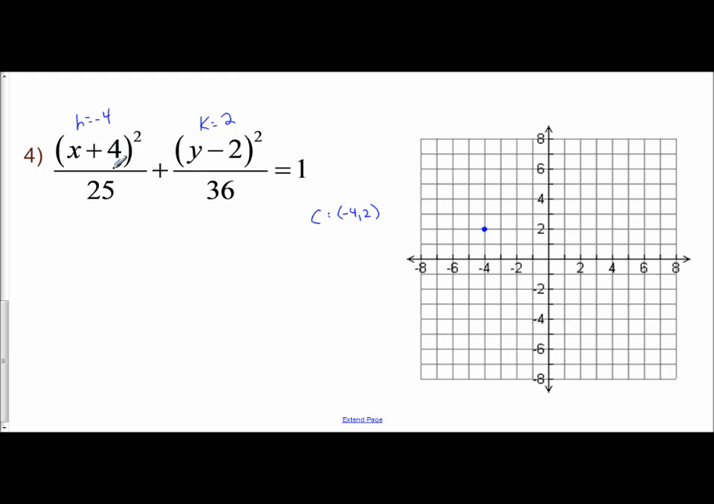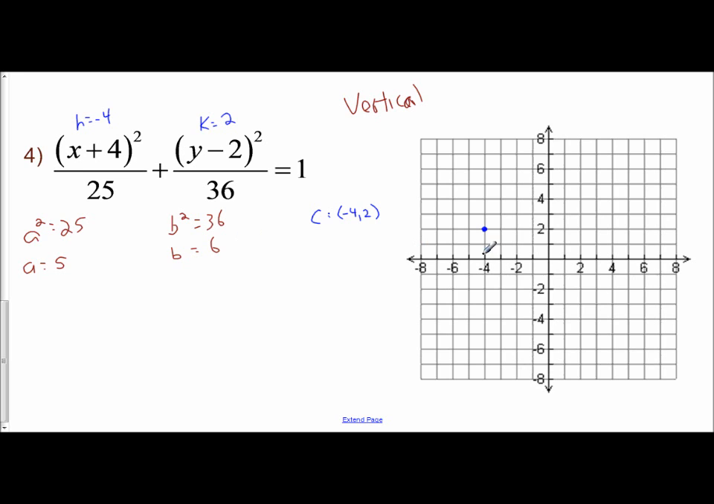Looking at this, I see my larger denominator is underneath the y. That tells me this is a vertical ellipse. That allows me, if I'm going to use the formulas, to know which ones to look at. A squared is 25, which means a is 5. B squared is 36, which means b is 6.